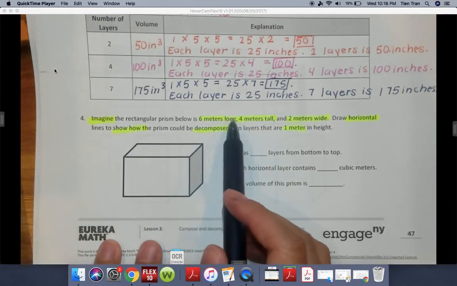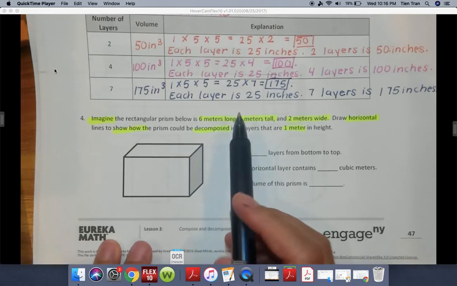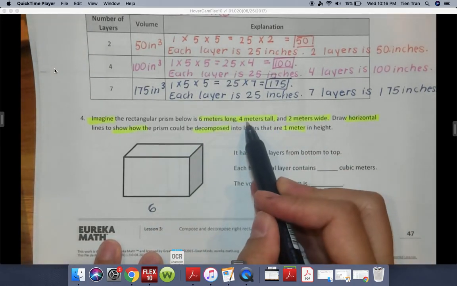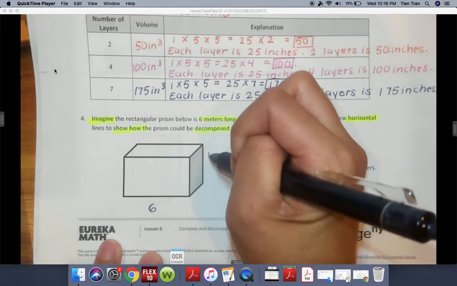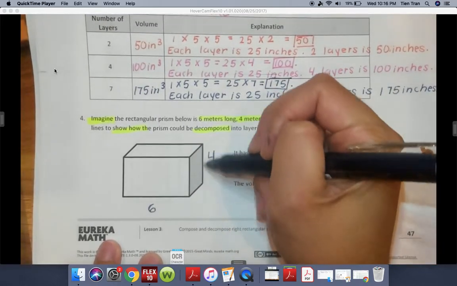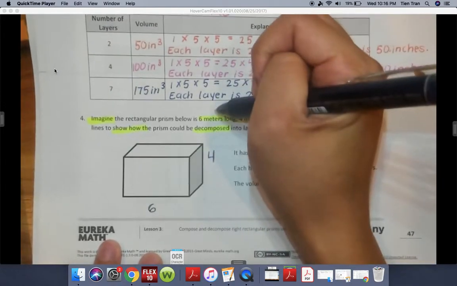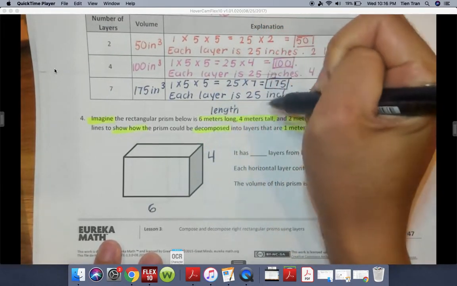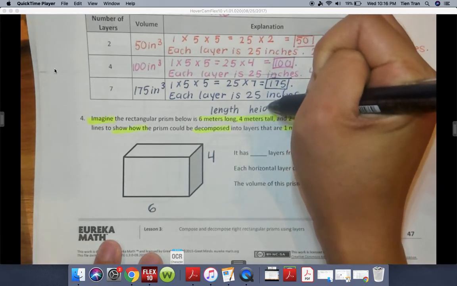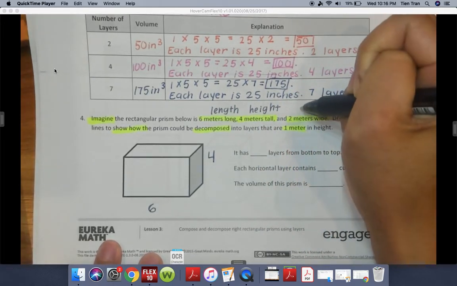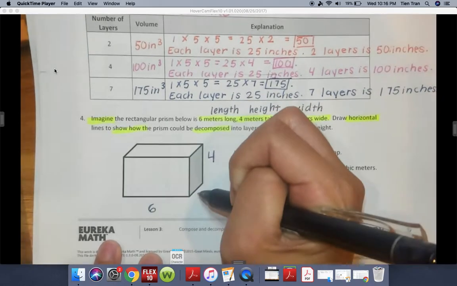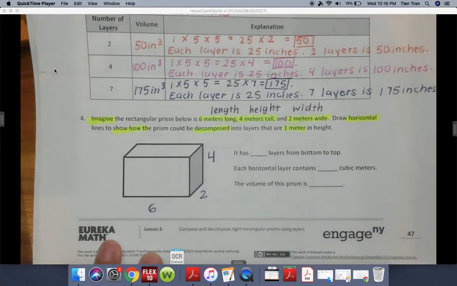Okay, so below it says 6 meters long. So this right here is going to be 6 meters long, and then 4 meters tall. This right here is going to be 4 meters tall in height. So this right here is the length. This right here is the height. And the last one tells me how wide something is, so that is the width. So the width right here is 2 meters wide.